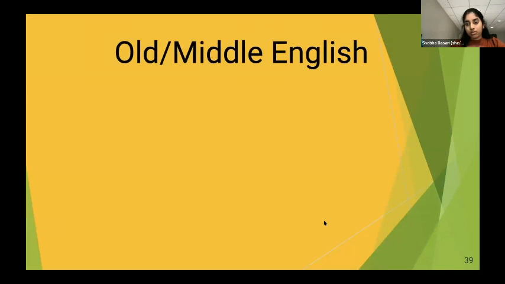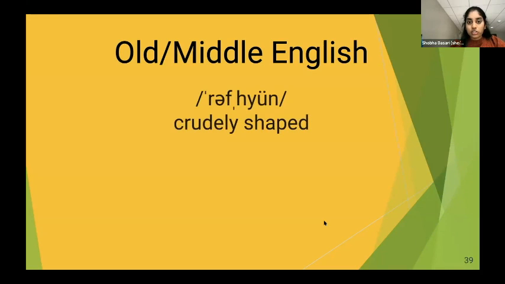So let's try one Old English example, or sorry, two. This word is rough-hewn, which means crudely shaped.